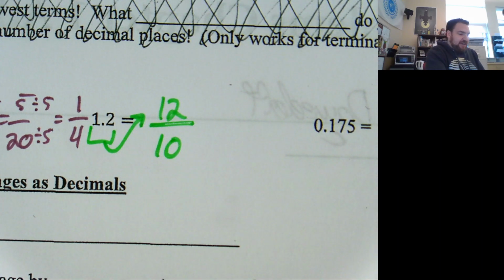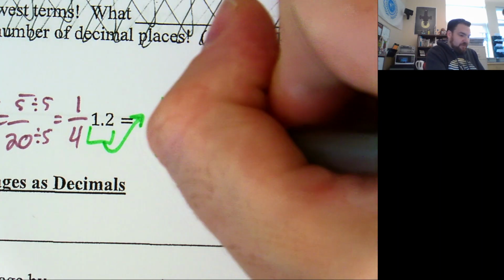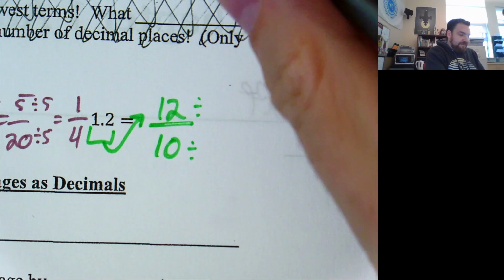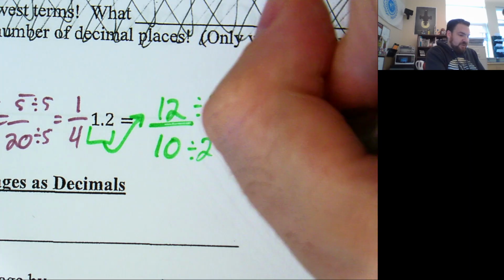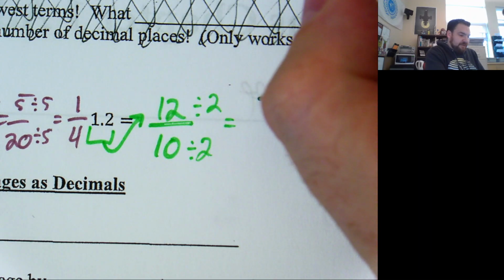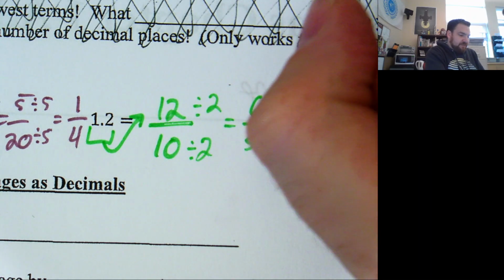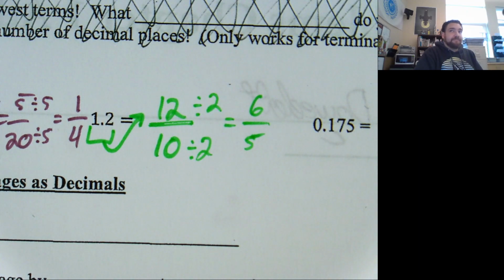Can I reduce that fraction? You betcha. What can I divide by, Rabin? 12 divided by 2 is 6. 10 divided by 2 is 5. And we're done.